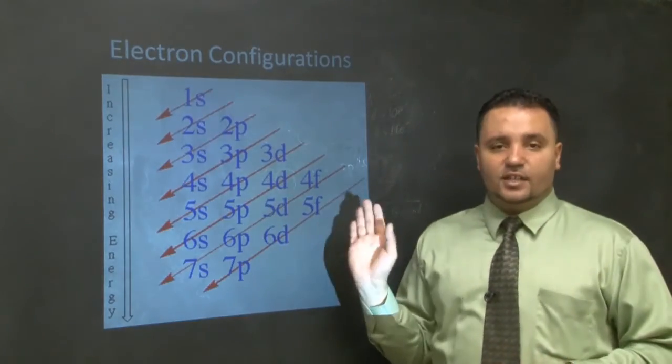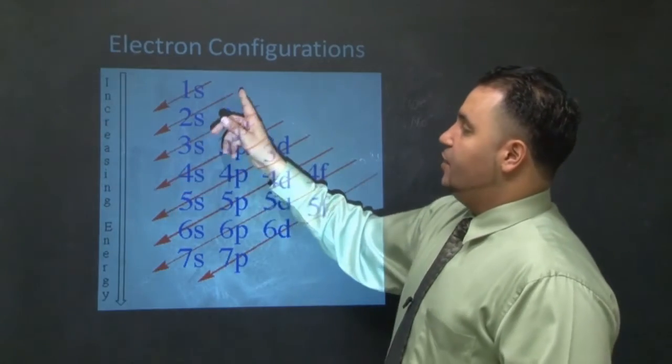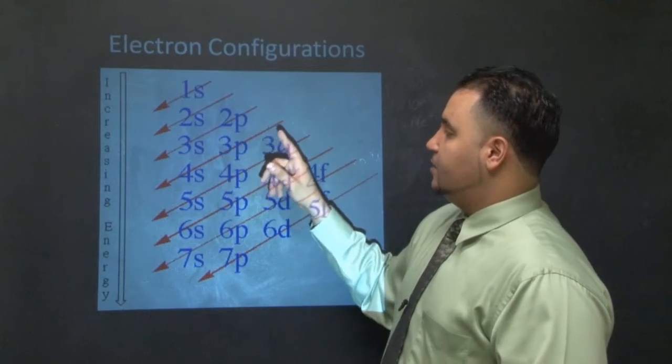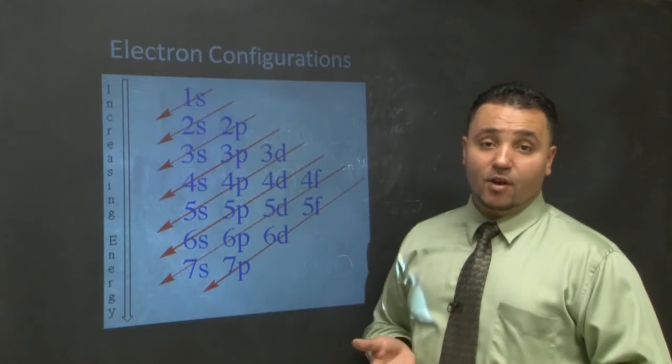So let's take a look at it this way. You start with 1s, then you go to 2s, 2p, 3s, 3p, 4s, and then you should memorize this.